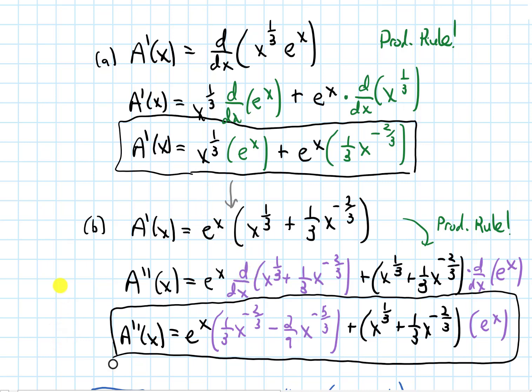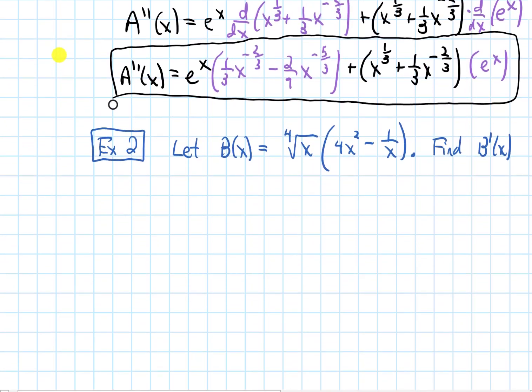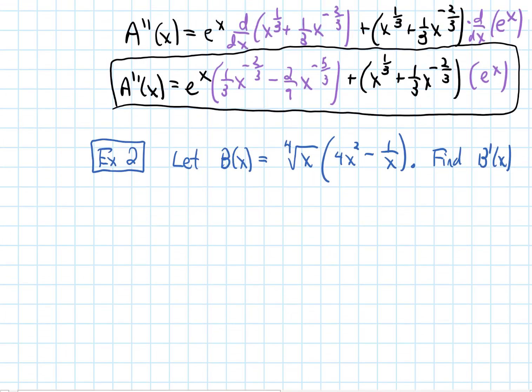Okay, let's look at another example. All right, example 2. b of x is the 4th root of x times 4x squared minus 1 over x. And the question says define b prime of x.